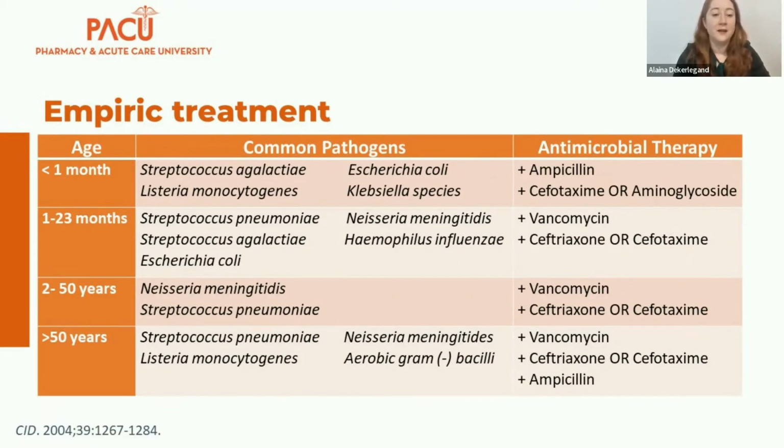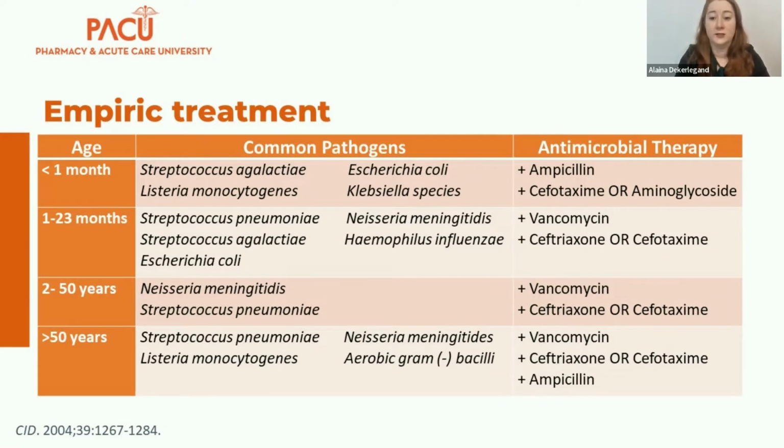All right, so when we're thinking about what treatments we are going to use for meningitis, this is really dependent upon the common pathogens that patients are at risk for based upon their age. So this is really what is going to help you remember what antimicrobial therapy we're starting. It depends on what the patient's age is.